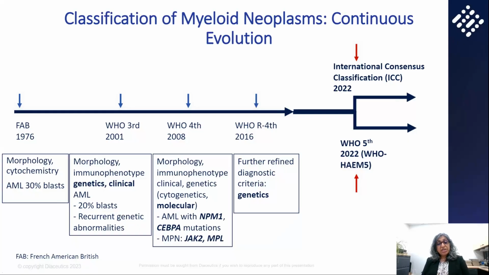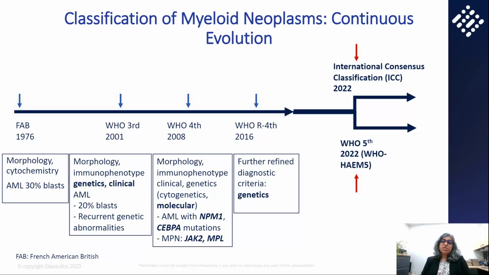The next classification was 7 years later, which built on the prior classification, but now added molecular features for classifying these neoplasms, and entities such as AML with mutated NPM1 and AML with CEBPA mutations were introduced. Also, in the world of chronic myeloid neoplasms, some of the genetic abnormalities were added to diagnose and classify these entities, such as JAK2 and MPL driver mutations in myeloproliferative neoplasms.